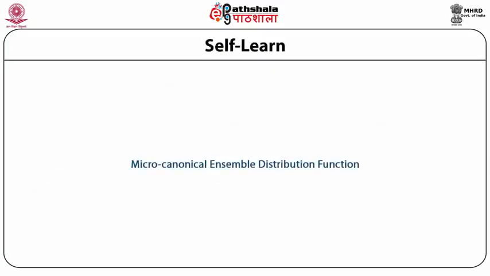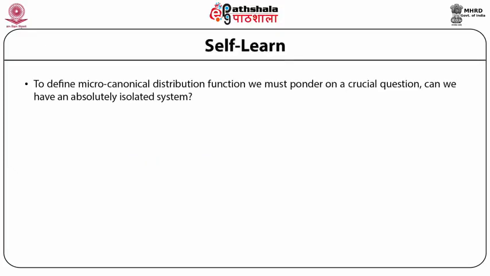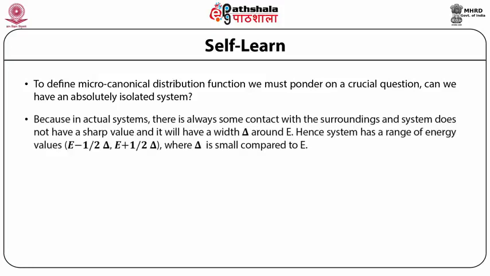Microcanonical ensemble distribution function. To define the microcanonical distribution function, we must ponder on a crucial question: can we have an absolutely isolated system? Because in actual systems, there is always some contact with the surroundings, and the system doesn't have a sharp value, and it will have a width delta around E. Hence, the system has a range of energy values lying in the interval E minus half delta and E plus half delta, where delta is small compared to E.